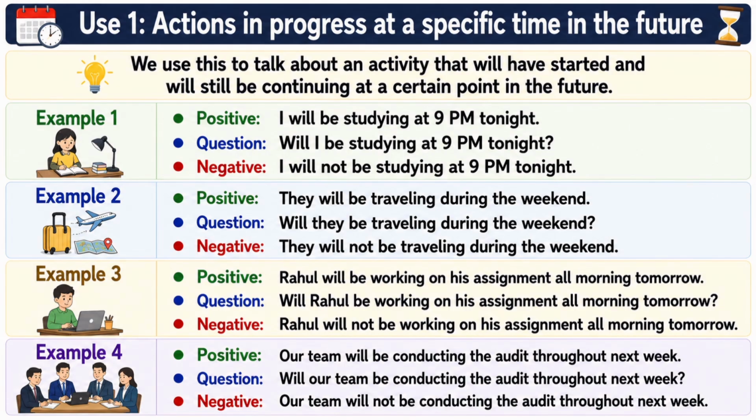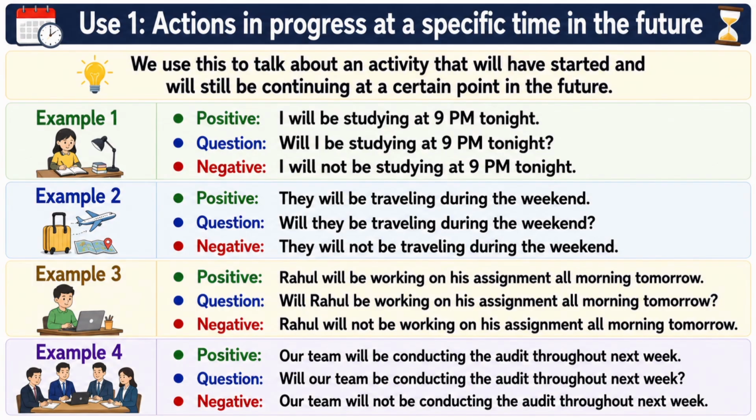Now let's understand the first use. We use the future continuous tense to talk about an action that will have started and will still be continuing at a particular time in the future. Look at the first example. I will be studying at 9 p.m. tonight. This means that at exactly 9 p.m., the action of studying will already be in progress. The question form is will I be studying at 9 p.m. tonight? The negative sentence is I will not be studying at 9 p.m. tonight.